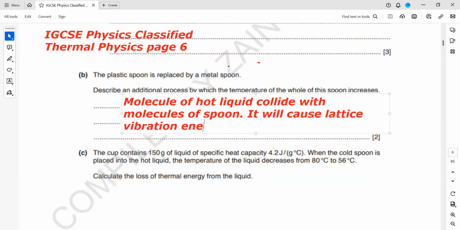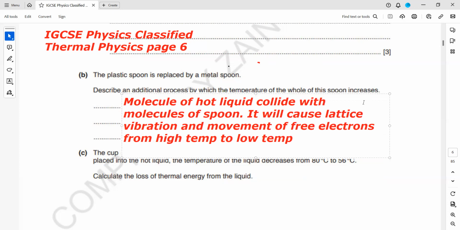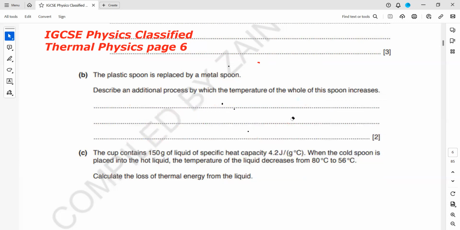and the movement of free electrons from high temperature to lower temperature. In exam, don't write temperature as TEMP. You should write it as complete. I'm writing in short, but don't write in short. So write the full temperature.